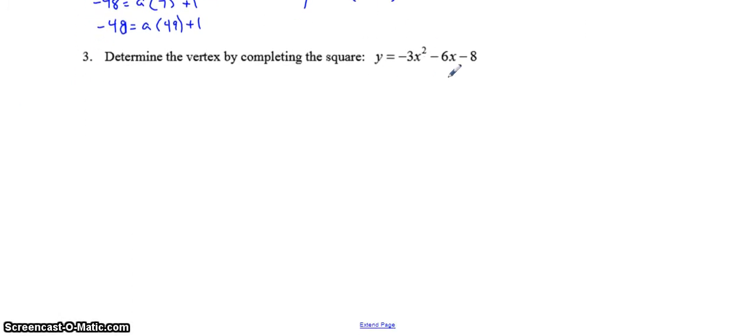Next thing to remember to do is how to complete the square. So the first step in completing the square is to factor the -3 from the first two terms. So if you take a -3 out of the first two terms, that leaves you with x squared plus 2x, and the -8 is on the outside. The next step is to take this number here, which is 2, divide it by 2, and square it. So that becomes 1.